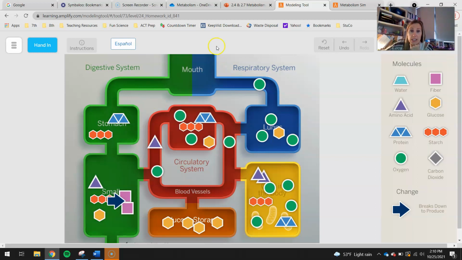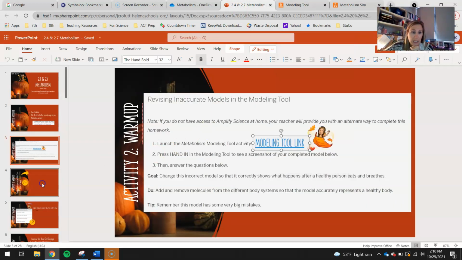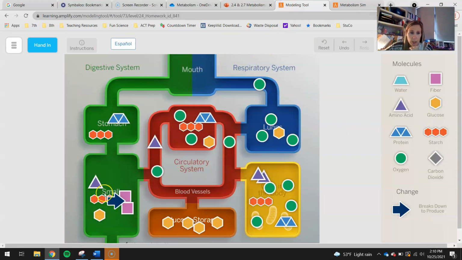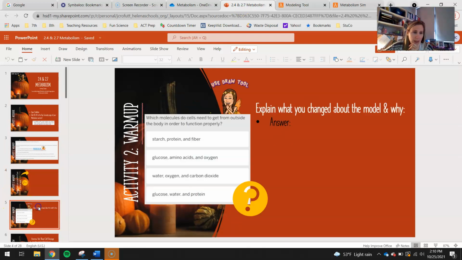And once you're done correcting the model to the best of your ability, go ahead and take a screenshot of that model and add it right here. You only need to screenshot this little square right here. You don't need to worry about your molecule bar on the right-hand side. Screenshot that in right there, and then once you're done with that, answer these questions.